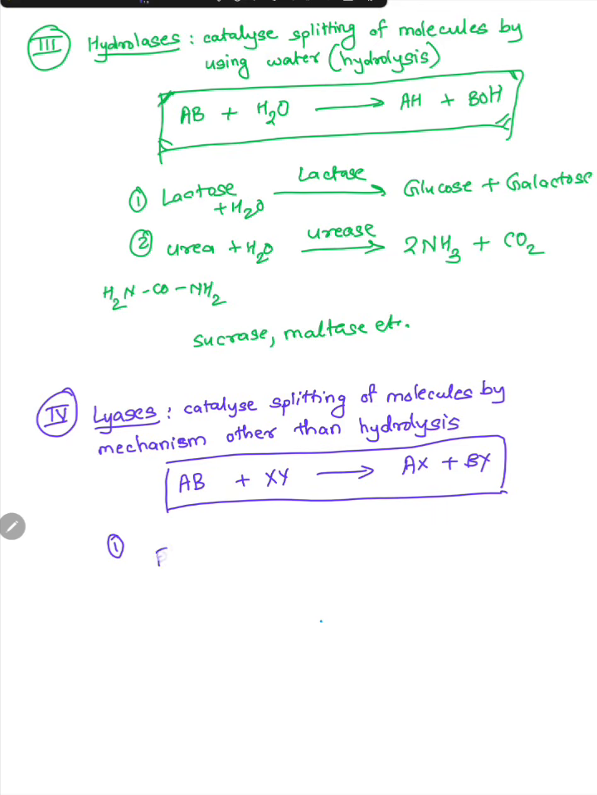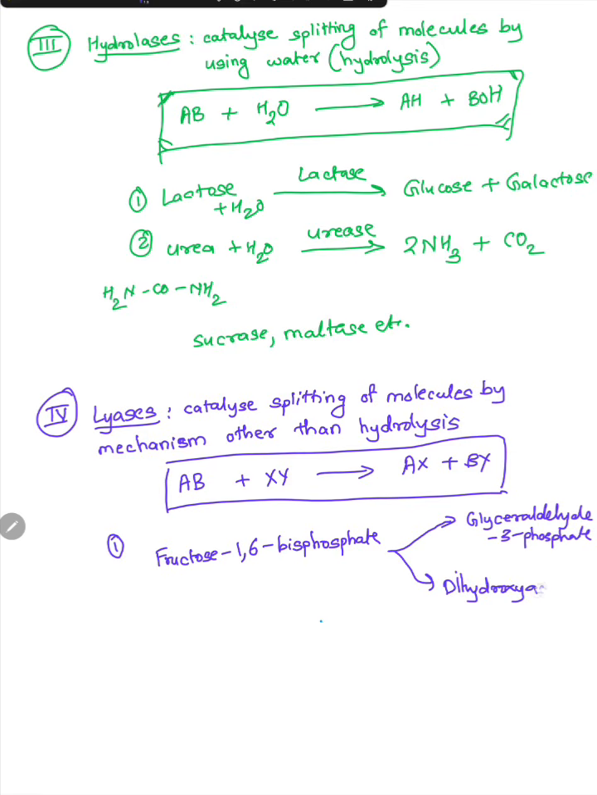Examples are fructose 1,6 bisphosphate. What's the difference between biphosphate and bisphosphate? Something that you can read about and comment. Fructose 1,6 bisphosphate, by aldolase, aldolase converts it into glyceraldehyde 3-phosphate and dihydroxyacetone phosphate. The enzyme is aldolase.